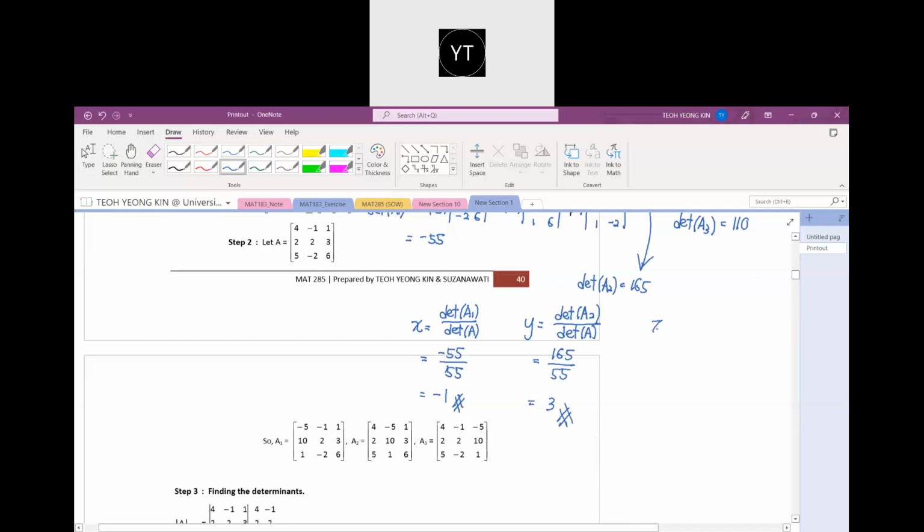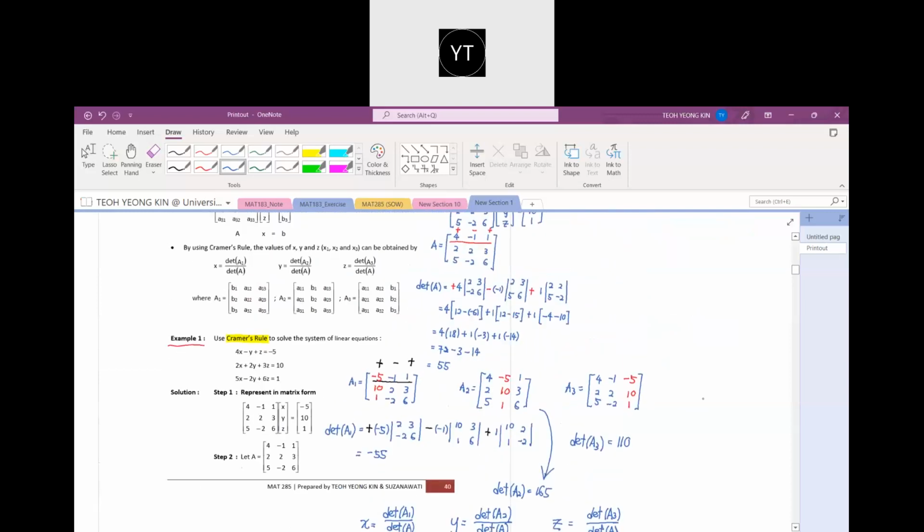Finally, Z. Determinants of A3 over determinants of A. So A ni sentiasa sama. So it's 110. Divide by 55. Here will be 2. So here is the Cramer rule. Inilah Cramer rule.